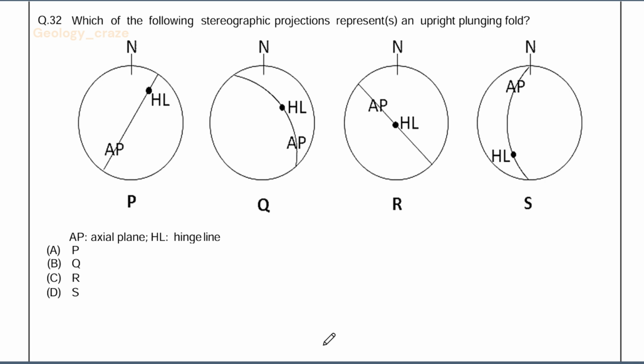So our concept is very important in this case. And there are a few things we have to remember, or tricks you can say, on the basis of which we can easily answer these questions.